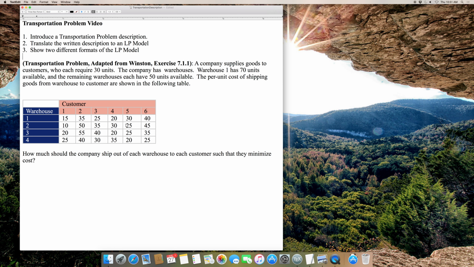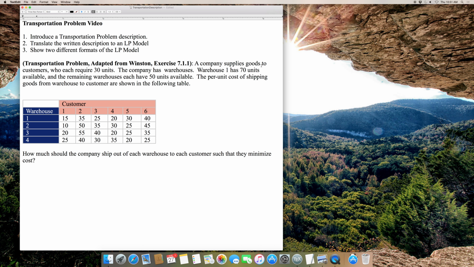And what we're asking with this problem is how much should the company ship out of each warehouse to each customer such that they minimize cost. So this last sentence is going to give us a lot of detail about our decision variables and our objective function, and all of the other text is going to give us an idea about the constraints that we need.